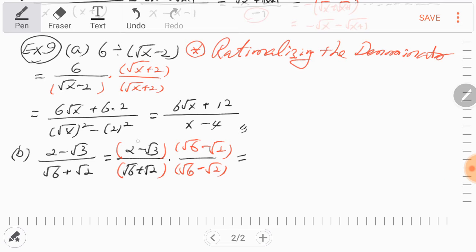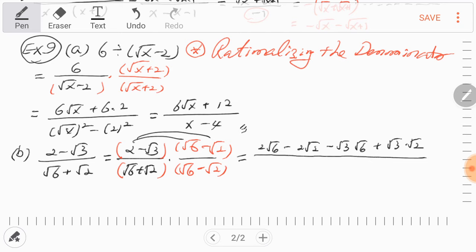So 2 times square root of 6 is 2 square root of 6. The next one is minus 2 times square root of 2. Then negative square root of 3 times square root of 6. And finally, negative times negative is positive, so plus square root of 3 times square root of 2, over a squared minus b squared: square root of 6 squared minus square root of 2 squared.